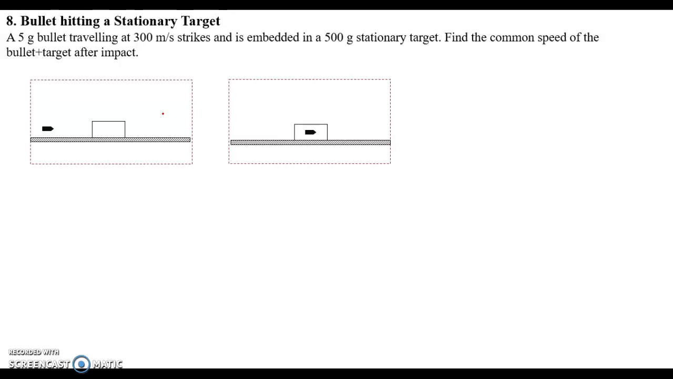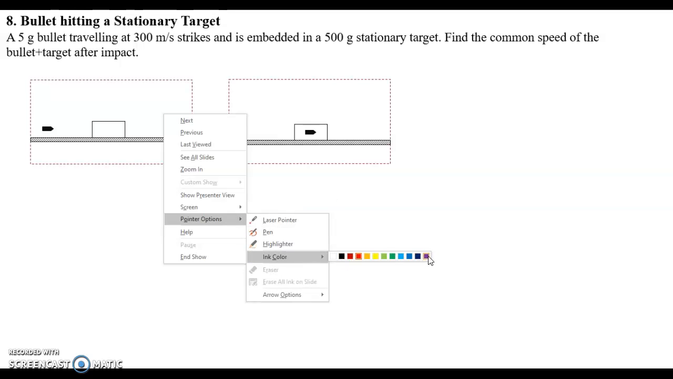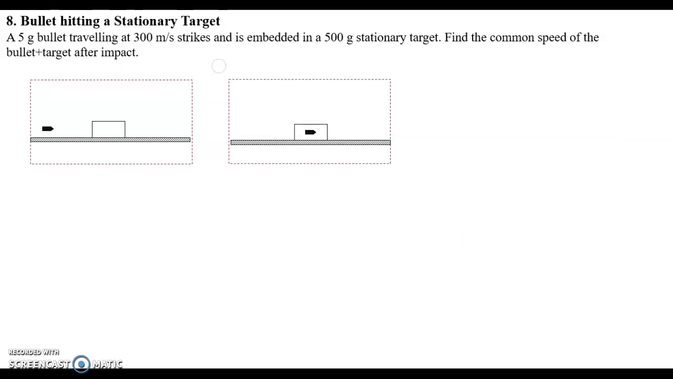The next problem, we have a 5 gram bullet, and it is impacting a target. So the bullet's going 300 meters per second. That's how fast it was going in the last problem. It's hitting a target that was stationary. And we're going to figure out, well, what's the speed afterward? All right, so here we go. We've got V1I, 300 meters per second. And then we've got V2I, which is equal to 0.